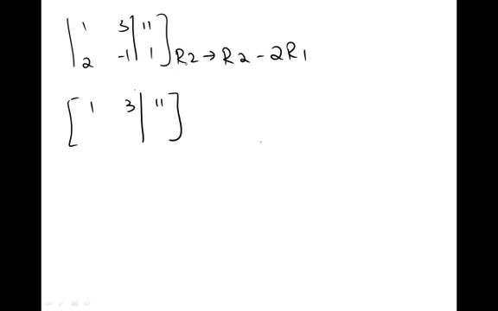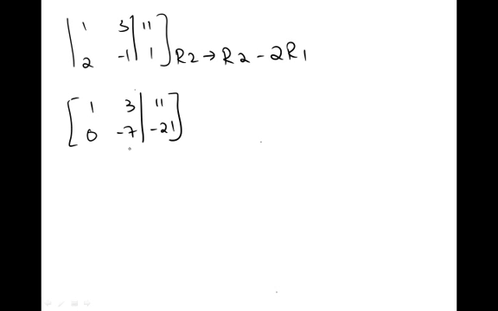I want to change this one to 0, so I'll say that row 2 will be row 2 minus 2 times row 1. The first row is as it is, I didn't change anything here. In the second row, 2 minus 2 times 1 will be 0, and 2 times 3 is 6, so minus 1 minus 6 will give you minus 7. Here 2 times 11 is 22, so 1 minus 22 will give you negative 21.